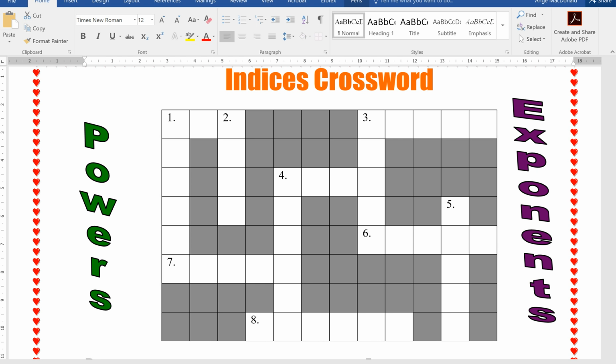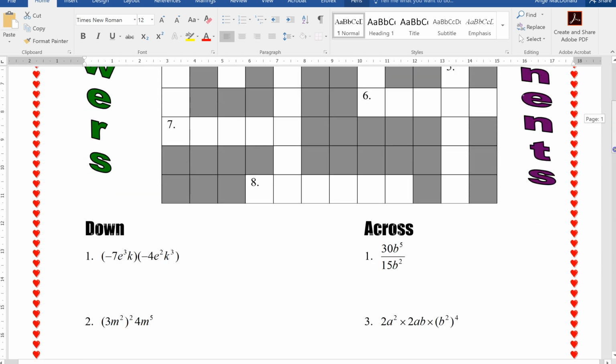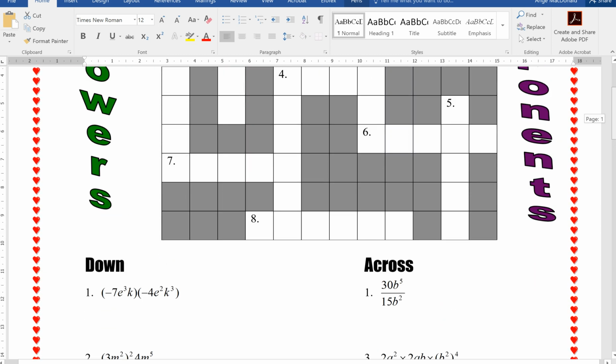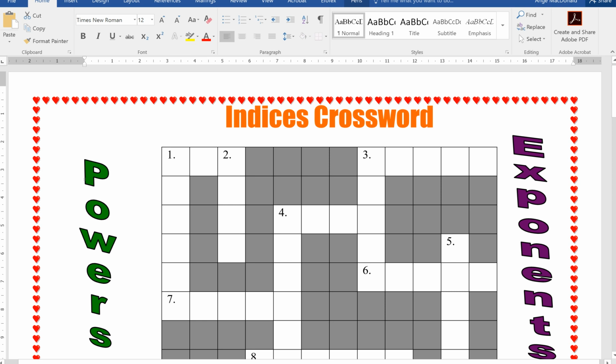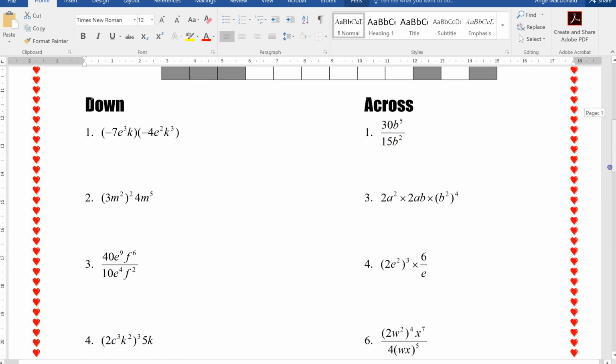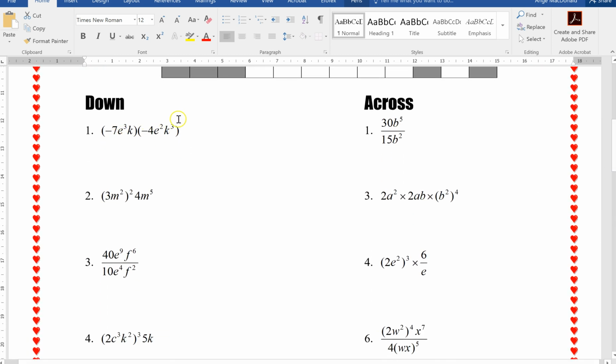So hopefully this little task will allow you to explore exponents and powers, indices a little bit more, and work with the rules that we have established. So if you get a little bit stuck with some of these, remember the key is always look at the rules and they'll tell you what to do.